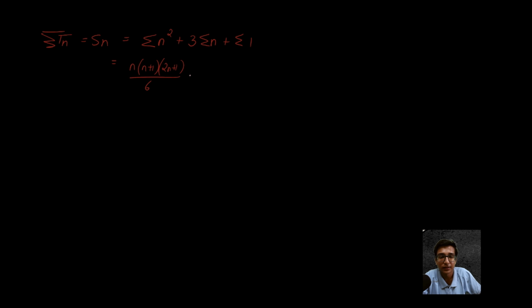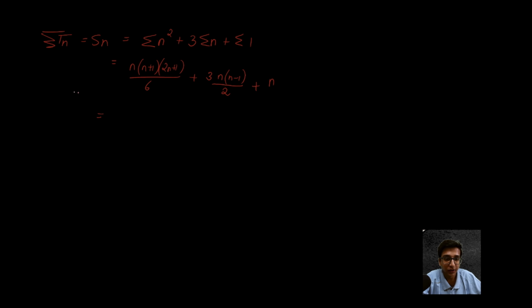Summation Tn is equal to Sn, which is equal to summation n square plus, we can take the constant term out, 3 summation n plus summation 1. So for n square, we had studied a standard result about the sum of squares of n natural numbers, so that we have to use here. It would be n into n plus 1 into 2n plus 1 by 6, plus 3 times the sum of n natural numbers, n into n minus 1 by 2, plus n.